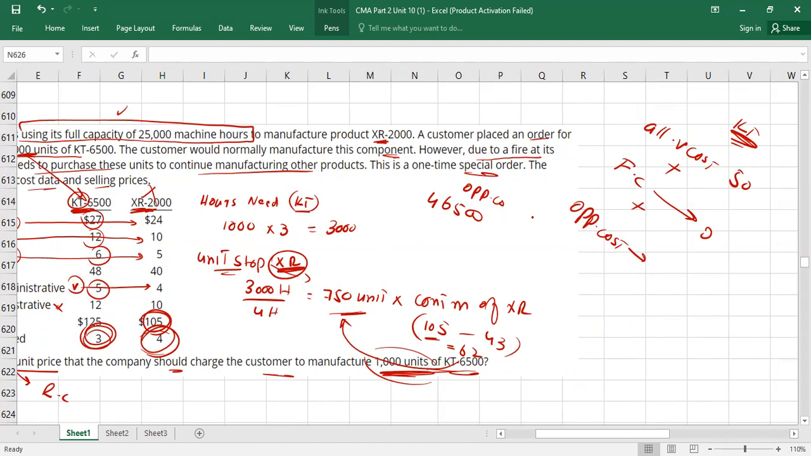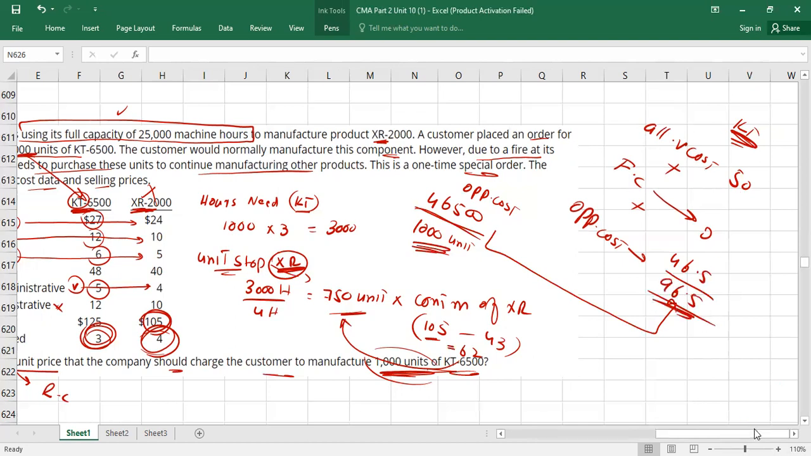This is in total, but I want to write it here per unit. So this total opportunity cost I will divide by the order size which I'm going to manufacture, because I'm going to manufacture 1,000 units. If I divide by the order size of new units, per unit you will lose how much? 46.5. You will lose 46.5, and the total cost is 50 plus 46.5. It is going to be 96.5. So this is going to be your relevant cost.